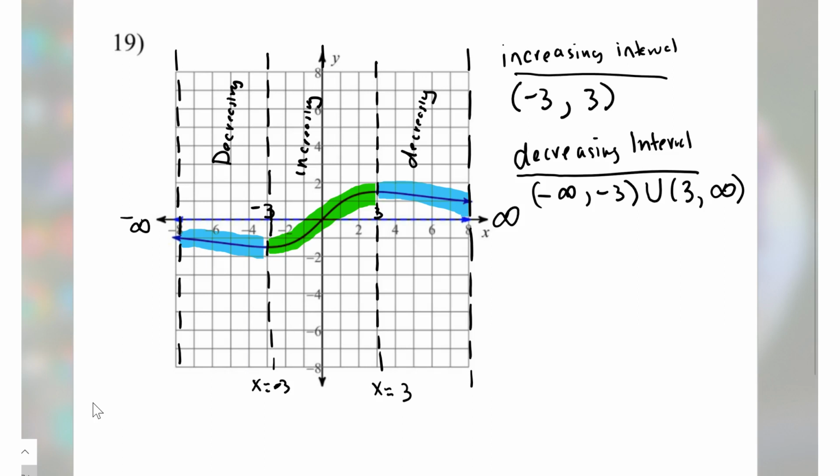So I went ahead and broke it up into areas, like I told you: decreasing, increasing, and decreasing. We read it from left to right. The graph decreases from negative infinity up to negative 3. We don't include those endpoints on the interval. And then it starts increasing from negative 3 to 3. That's the green part. And then once again, it starts decreasing from 3 to infinity.